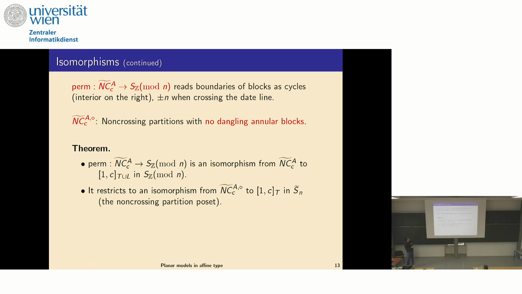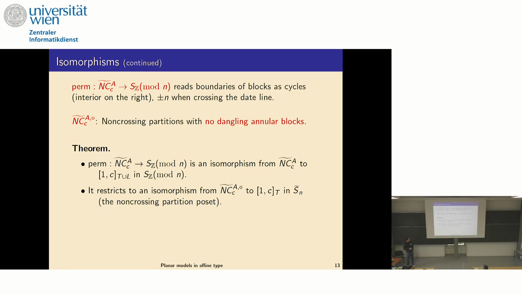First of all, the definition: you can consider non-crossing partitions with no dangling annular blocks. And the theorem then is that this map that reads permutations is an isomorphism from the non-crossing partitions of the annulus to this larger interval in the larger group.